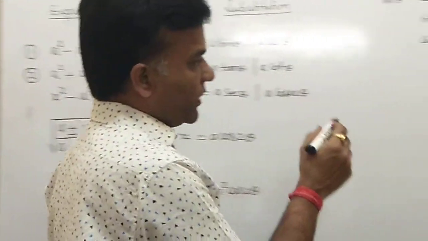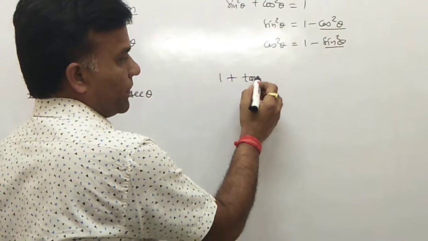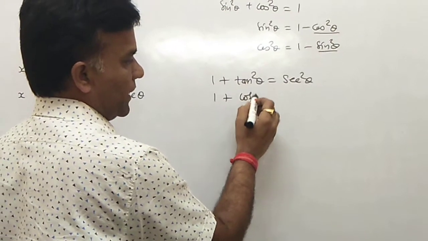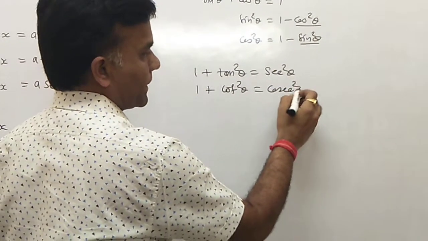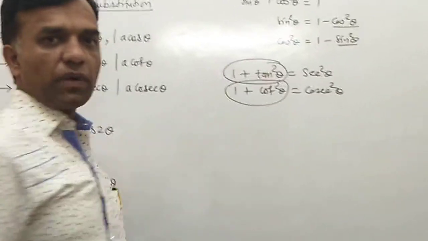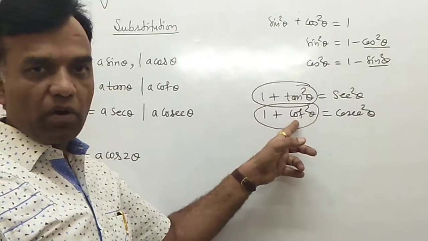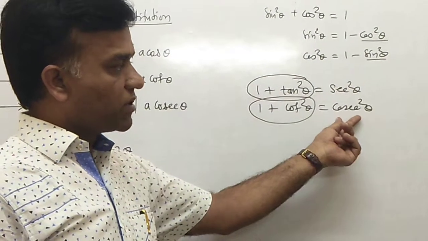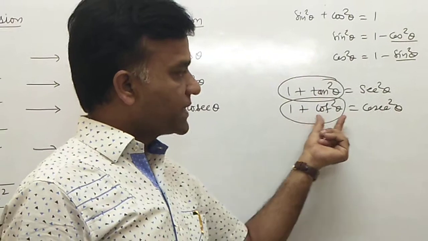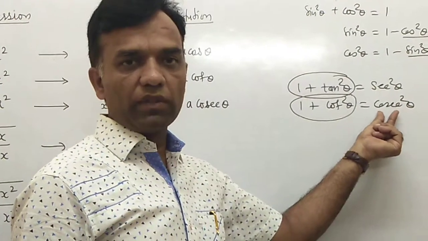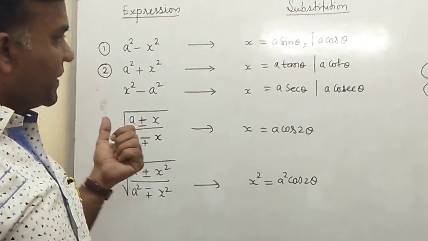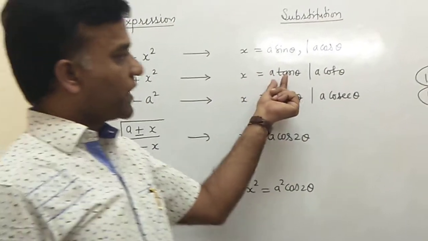For a square plus x square, we know that 1 plus tan square theta is sec square theta, and similarly 1 plus cot square theta is cosec square theta. So there are two trigonometrical identities, 1 plus tan square and 1 plus cot square, with solutions in sec and cosec. Two terms are converted into a single term, sec square or cosec square. So binomial terms are converted into monomial, and then you simplify your function. Here you put x equal to a tan theta or a cot theta.